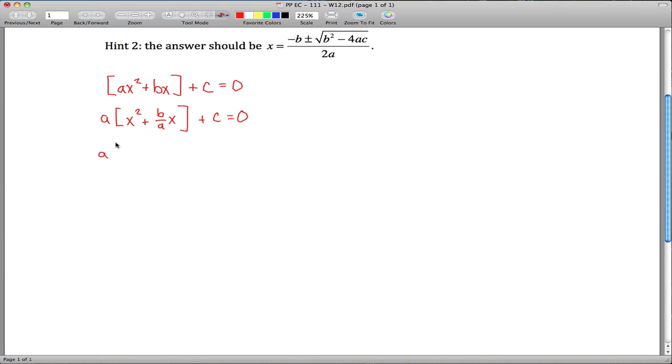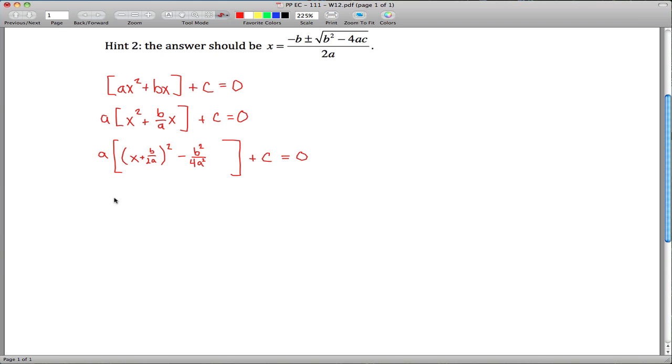Now for the completing the square step: everything that is outside of the brackets we leave outside of the brackets. In here we're going to have x plus something, squared, minus something. The something that goes here is half of this number. Half of b over a is b over 2a. Then we have to subtract this number squared. Well, b over 2a squared is b squared over 4a squared. And then plus c equals 0.